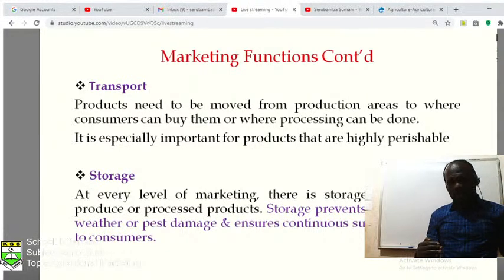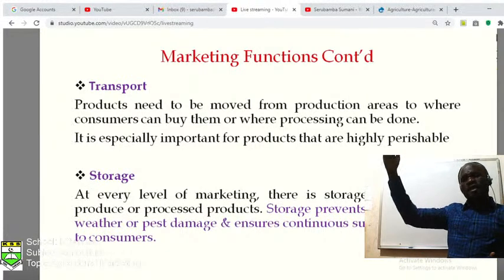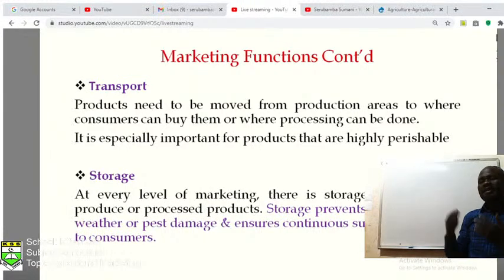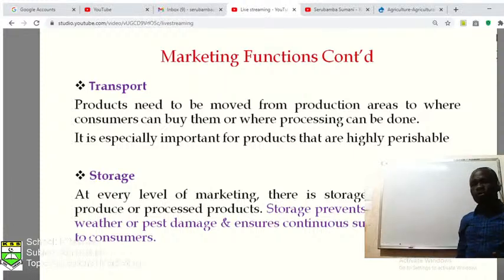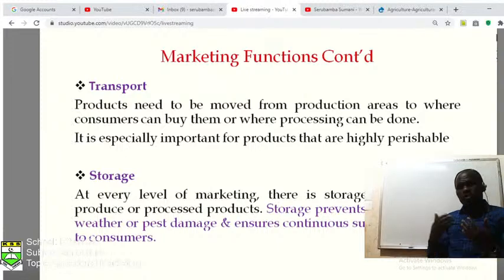farmers produce their products very far away in the rural areas, in the village areas. But these products reach us. Okay? How do they reach us? Through transport, or through what you call transportation. Products need to be moved from where they are produced to where the consumers can have them. Now, without proper transport or without transportation, you can't market your product. Okay? Because you need to move.